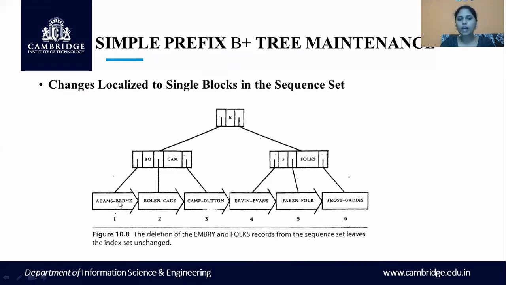Let's say we are deleting a record inside block number 1, between the records Adams and Byrne. So you are deleting a record inside a block. If you are deleting a record inside the block, the changes will not be reflected in the index set. It will be enclosed inside the sequence set itself. That is the meaning of changes localized to a single block in the sequence set.